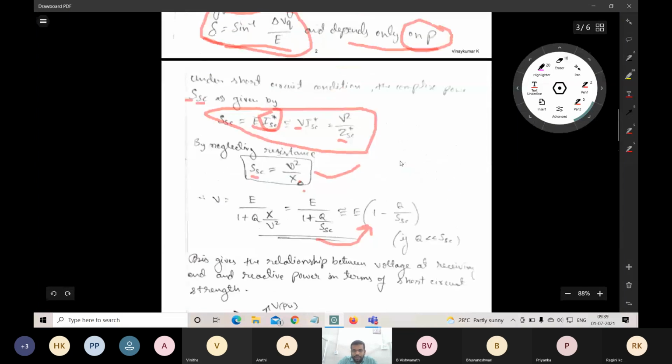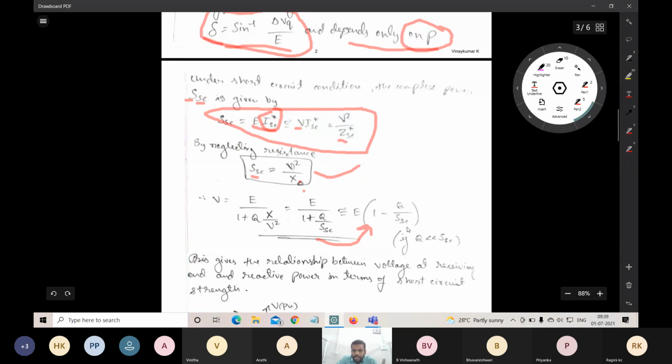So here, if you are going to consider the reactive power which is very much less than the complex power. First of all, complex power will have real power and reactive power. So here I am just neglecting the reactive power, where Q is very much less than SSC.